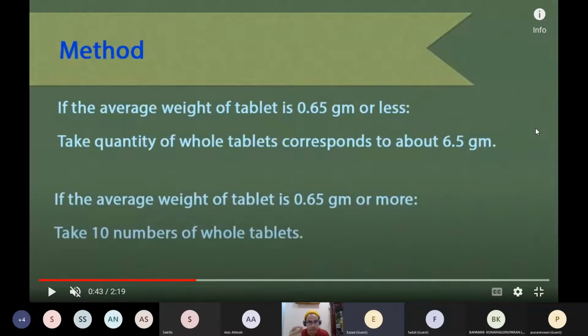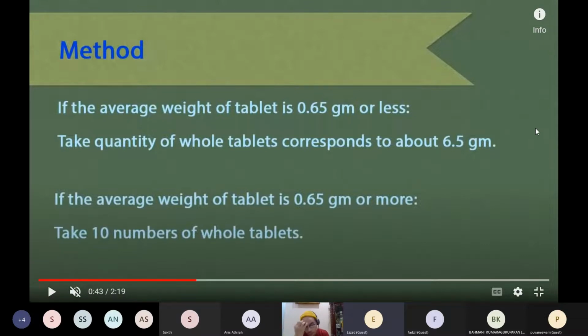So if the average weight of the tablet is 0.65 gram and less, we take as many tablets as needed, as long as the total weight amounts to 6.5 grams. If the average weight of the tablet is 0.65 gram and more, we take 10 tablets. So basically we have two conditions. If the tablet is small, we weigh until 6.5 grams. That's our testing sample.